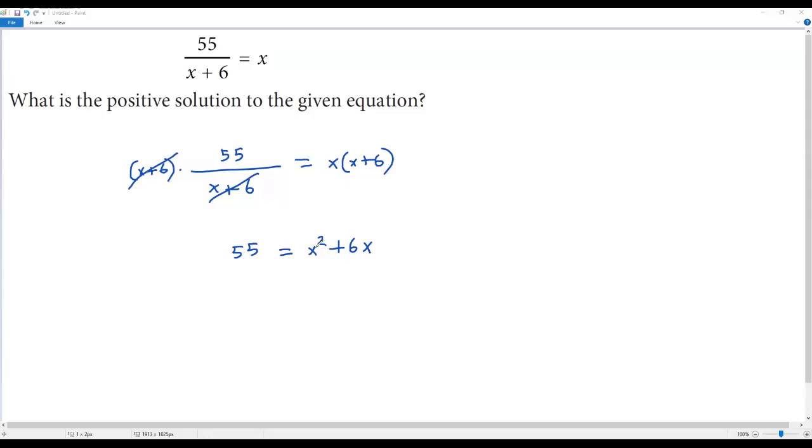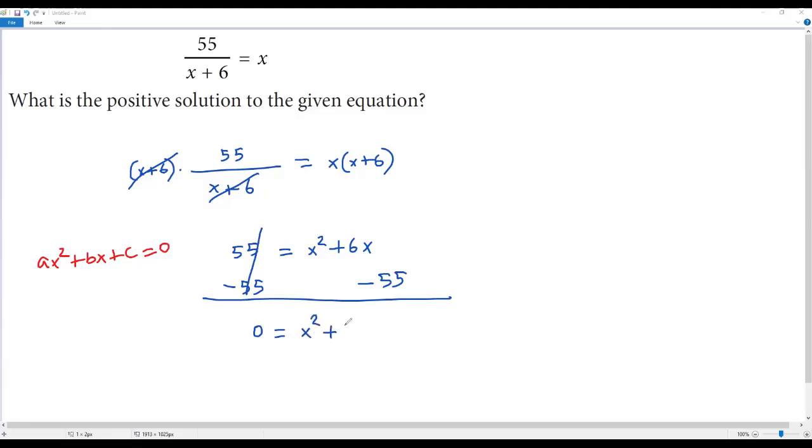Okay, so I have a quadratic equation here. To solve this quadratic equation, it has to be in the form of ax² + bx + c = 0. That is, everything should be on one side of the equation, and on the other side there should be 0. So what I'm going to do is subtract 55 from both sides. When I subtract 55 from both sides, the positive 55 and negative 55 will cancel out. I'm getting 0 on the left side, and on the right side I'm getting x² + 6x - 55. Or the same equation can be written as x² + 6x + (-55) = 0.